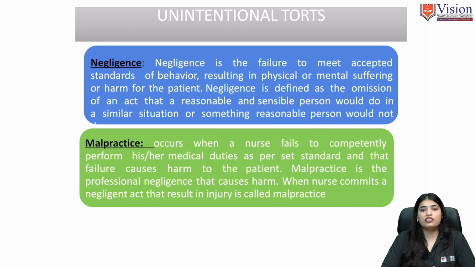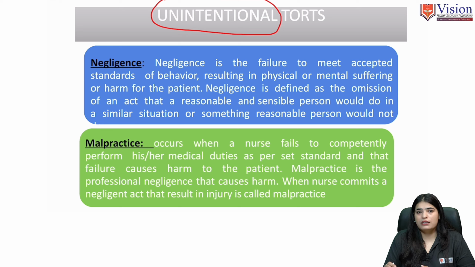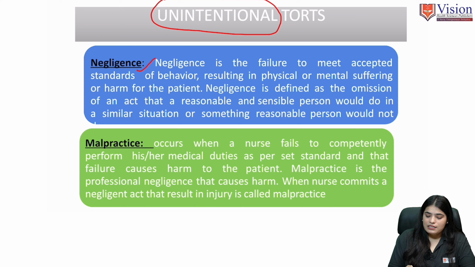Next comes the unintentional tort. As the name says, unintentional. That means a person is doing something that is harming the patient, but they are not aware of it. That is unintentional tort. And the major unintentional tort is negligence. So students, what is negligence? Negligence is the failure to meet accepted standards of behavior, resulting in physical or mental suffering or harm to the patient.